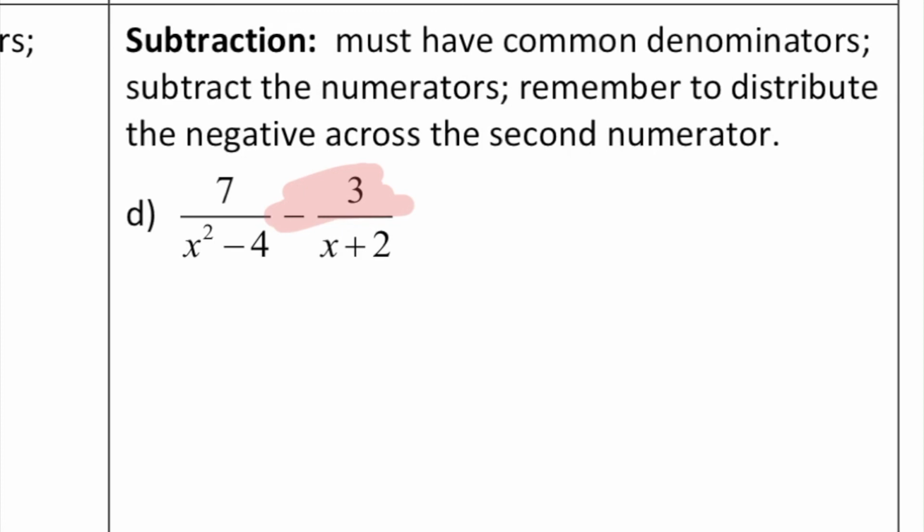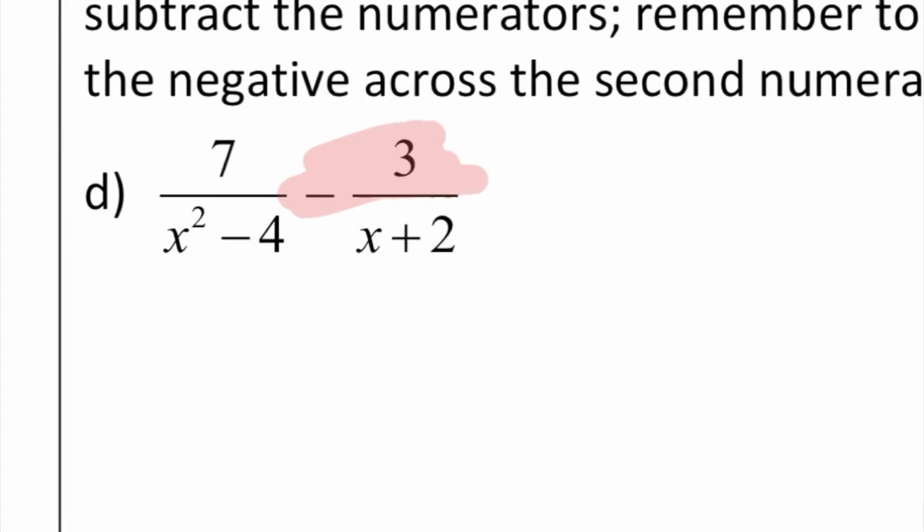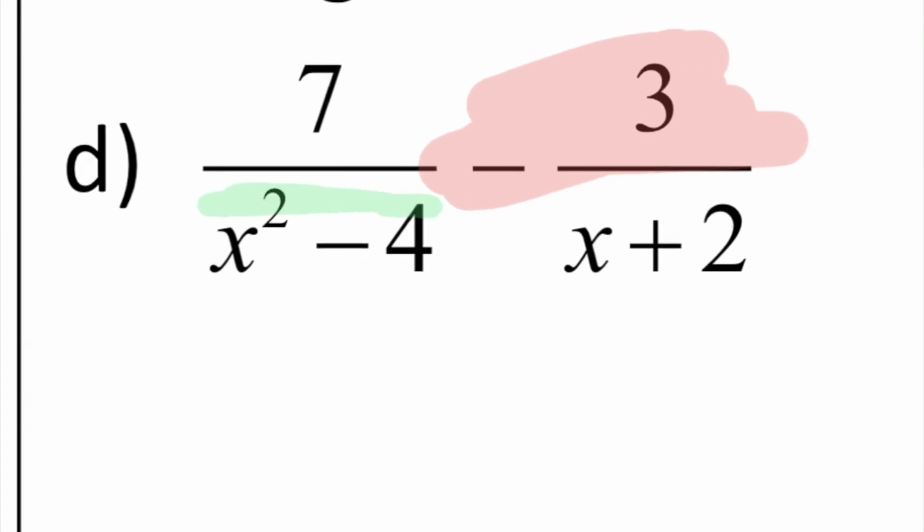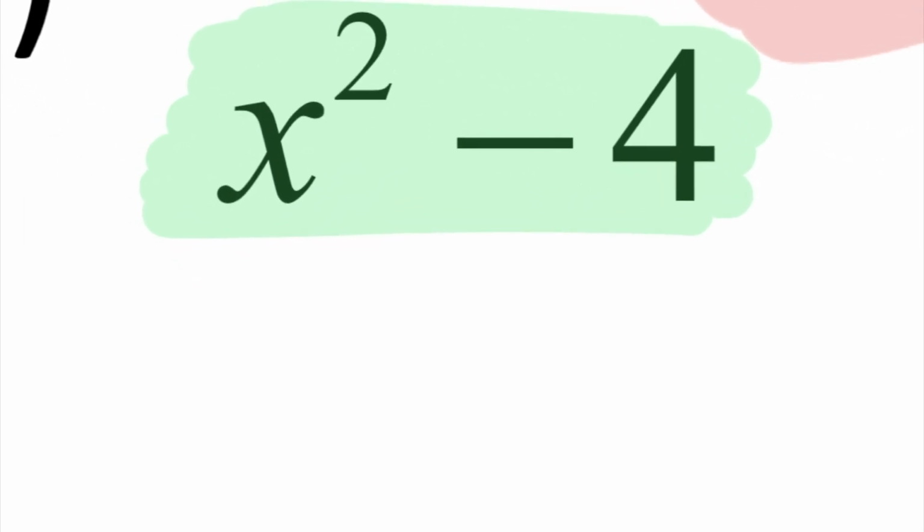So the other thing that I want to point out, or remind you of, is that you always have to factor something that can be factored. And in this case, x squared minus 4 can be factored to be x plus 2 times x minus 2.